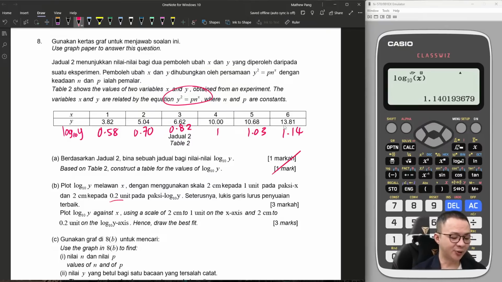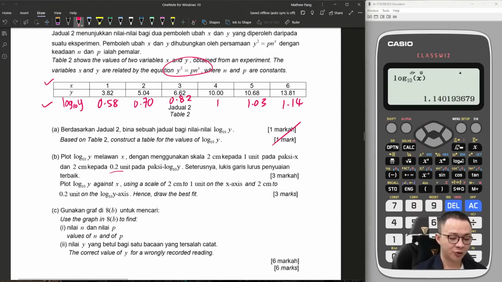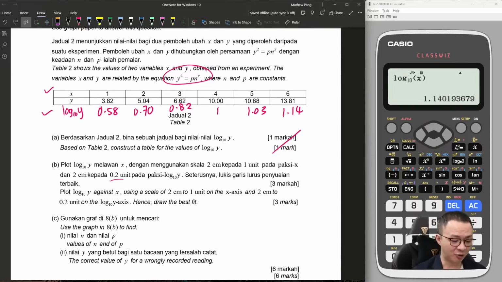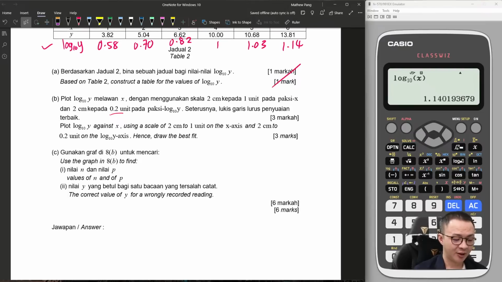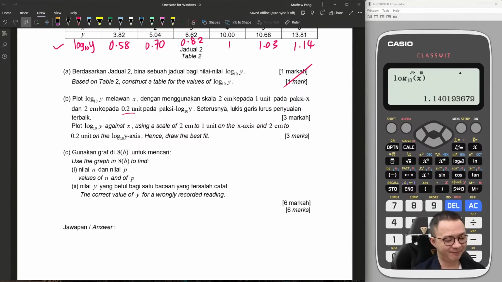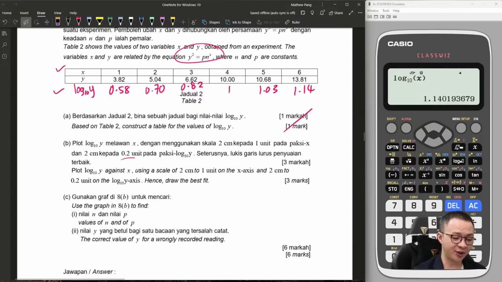Then they ask us to plot log 10 y against x. So you will use x and log 10 y to draw your graph. I believe you know how to plot. If you have no idea how to plot, you let me know. Then use your graph to find the values of n and p. For this one, you need to solve the equation given.